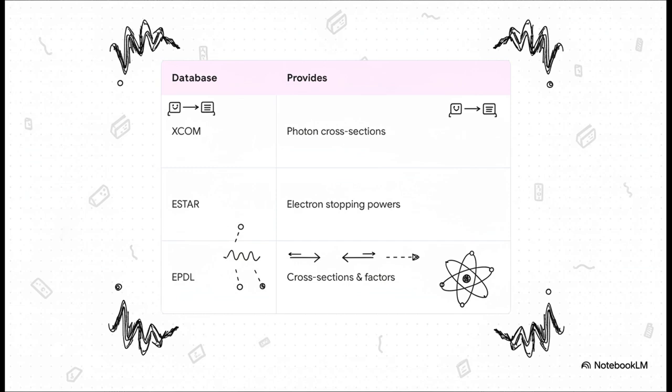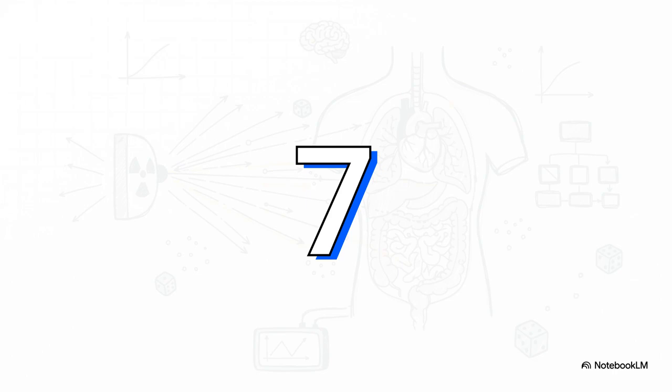You absolutely must import this physics data directly into your simulation code so your virtual world behaves exactly like the real one. Once that world is perfectly built, we introduce our particle. And 7 is the magic number here.